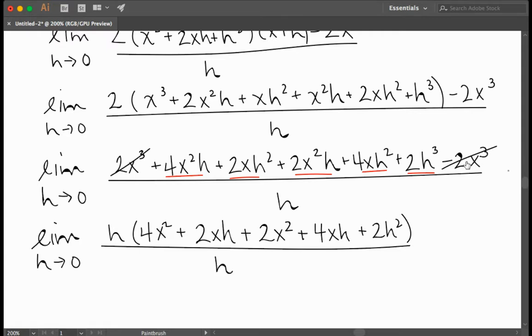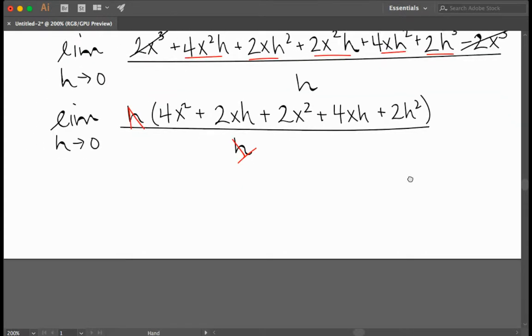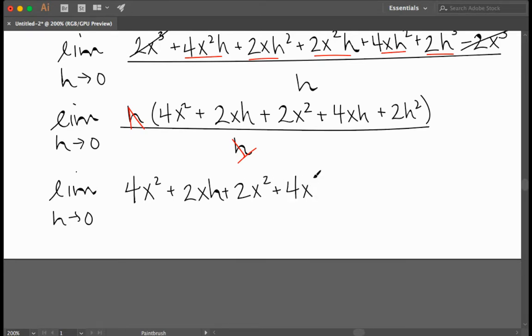So now, similarly to what we saw in the last unit, we can see h divided by h is going to make 1. So now when I take the limit, I'm only working on the limit as h approaches 0 of just this guy here, 4x squared plus 2xh plus 2x squared plus 4xh plus 2h squared. And now I can plug in 0 for h without anything going too crazy. So I'll be left with 4x squared.